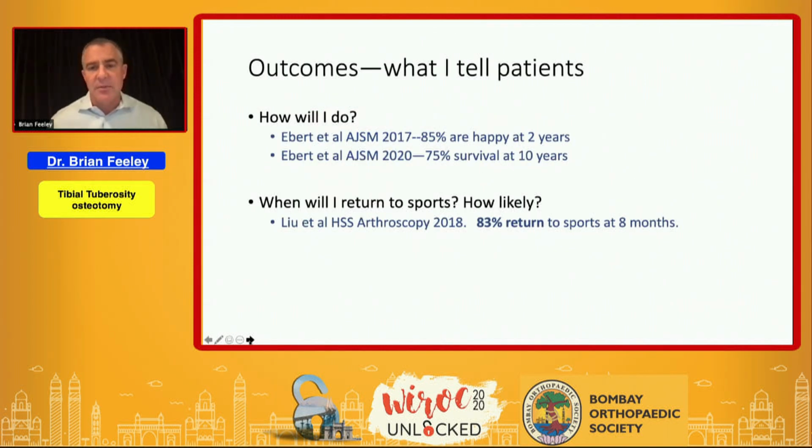So what do I tell my patients who are undergoing a tibial tubercle osteotomy and cartilage procedure? I tell them that at 2 years, 85% of them are going to be happy. At 10 years, 75% of them are going to be happy and won't have needed a second surgery. I tell them that they're probably going to be able to go back to sports, a greater than 8 in 10 chance, but it's going to take 8 to 10 months for them to go back.